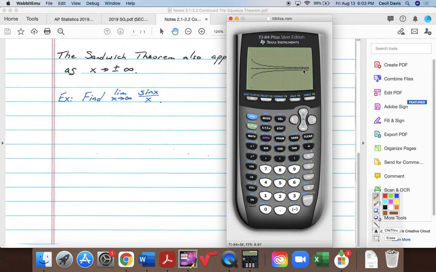You can see that as my x values get larger, this appears to be approaching a y value of 0. Now let's look at sine of x over x. Hopefully it'll be sandwiched in between those two. Sine of x divided by x. And there it is. Happily oscillating back and forth, but constrained by those other two. It is sandwiched in between.